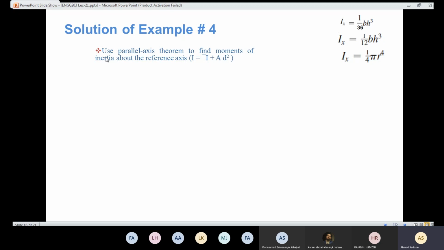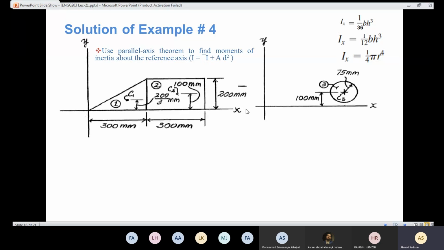So now I'm going to use the parallel axis theorem to find the moment of inertia about the reference axis. So the reference axis is here. I'm going to use the parallel axis theorem in order to find the moment of inertia. So here I have the triangle, and here is the dy for the triangle. Like I said, it's 200/3, and for the rectangle, it's going to be 100, and for the circle, it's going to be 100. Now, in this problem, I'm going to do it as one step. I'm going to put them together as a summation. So I'm going to use this formula for the 3 parts.